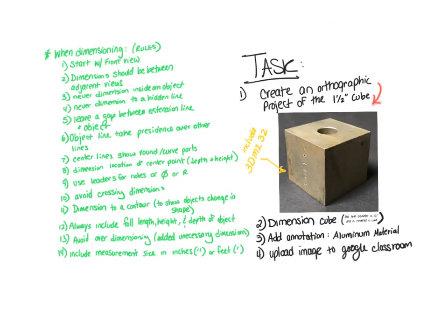So your task is going to be to create an orthographic projection of this cube. Please keep in mind what the top front right is. Note that the hole is centered and it's a 1/4 inch diameter. The cube itself is a 1.5 inch cube, and add an annotation that the material of the cube is aluminum, just like it says right here. Make sure this annotation specifically says this somewhere in your drawing.